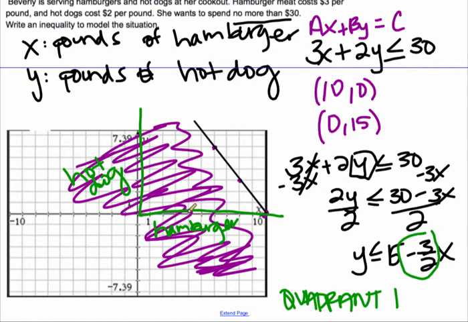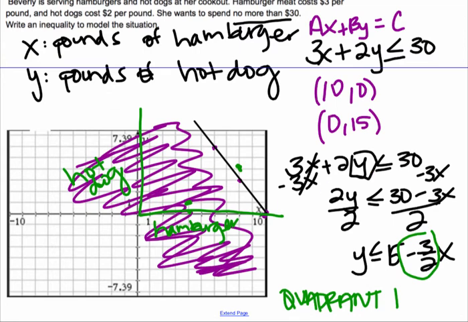So what does that mean? Well, I could buy 4 hamburgers and 1 hot dog. I could buy 7 hamburgers and 3 hot dogs. But I cannot buy 8 hamburgers and 4 hot dogs. This point here represents 8 hamburgers and 4 hot dogs. That is not a solution. So she cannot buy that much. She will be over her budget.